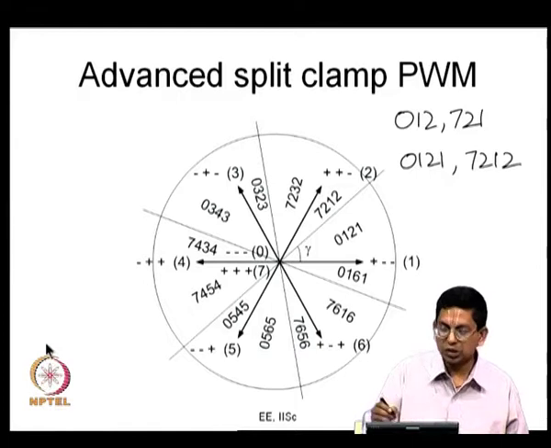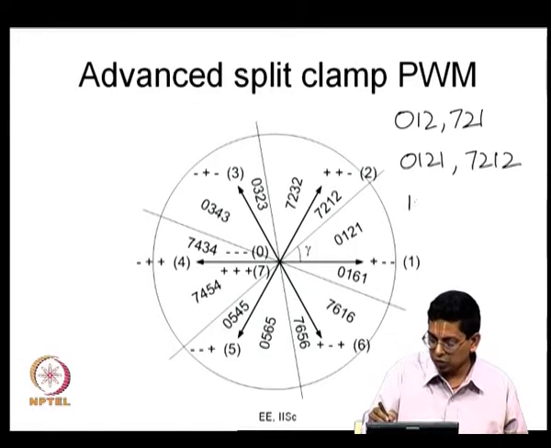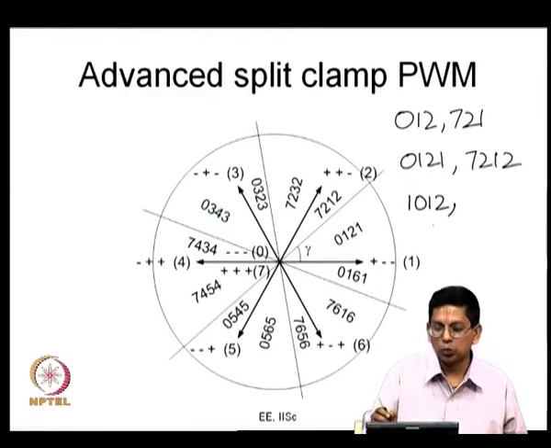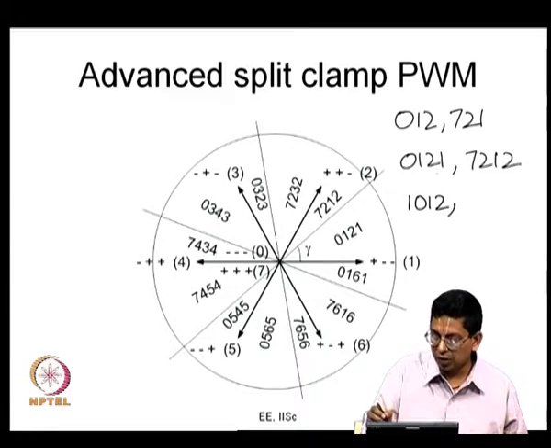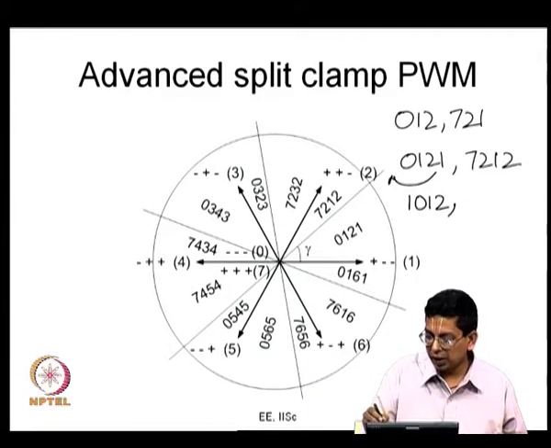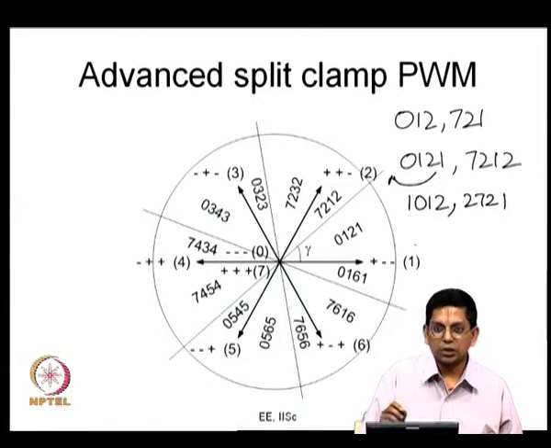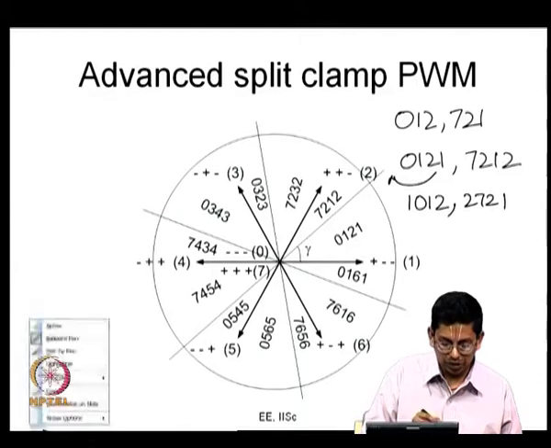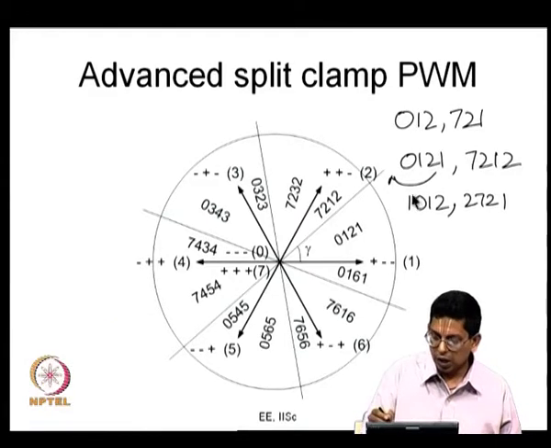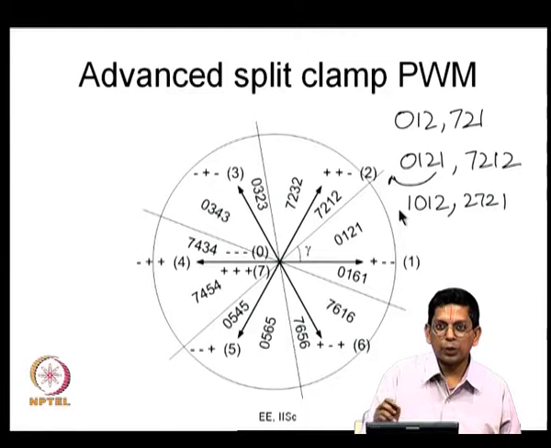There are also two other sequences. What I can do is I can also apply a sequence called 1012, that is I am shifting this 1 earlier, I am just shifting this ahead, and I can apply this sequence like 2721, right. This is also possible. What I am doing here is in 1012 I am applying active state 1 for t1 by 2 seconds, and null vector for tz seconds, active state 1 for t1 by 2 seconds again, and active vector 2 for t2 seconds now. So, 1012 is also possible. The same way 2721 is also possible now.